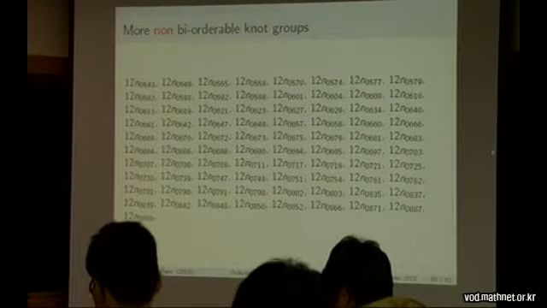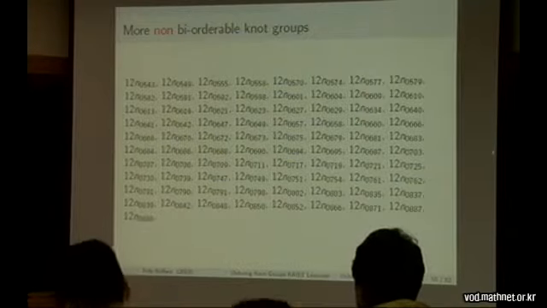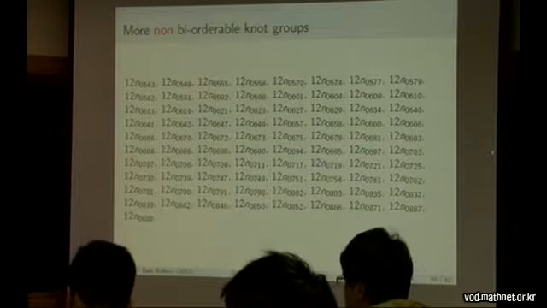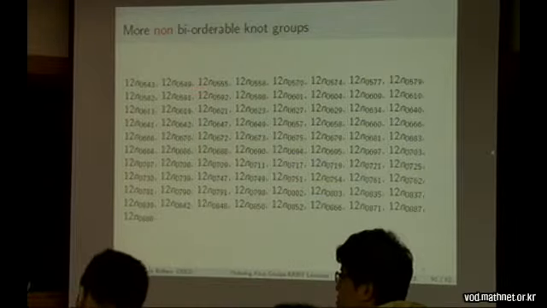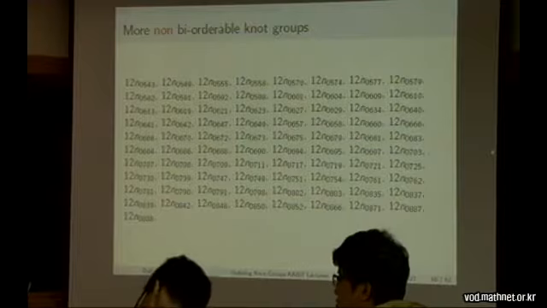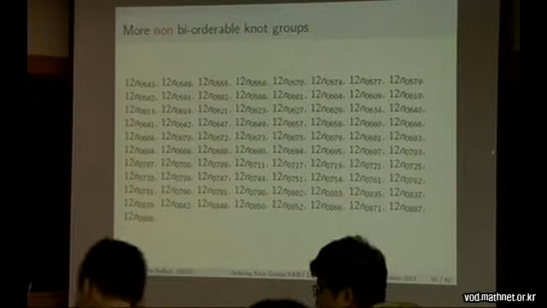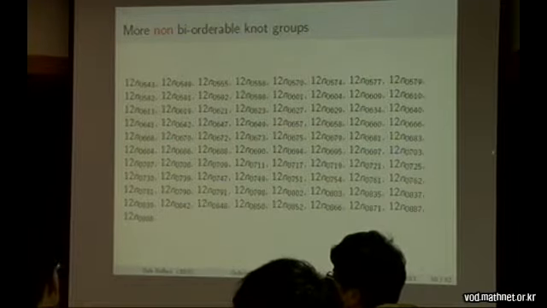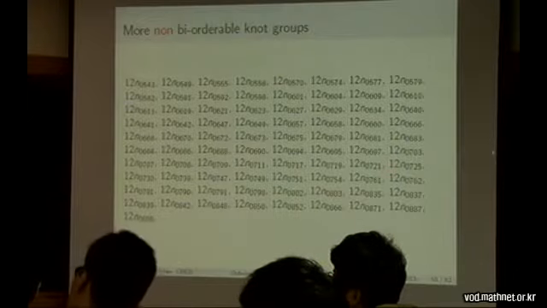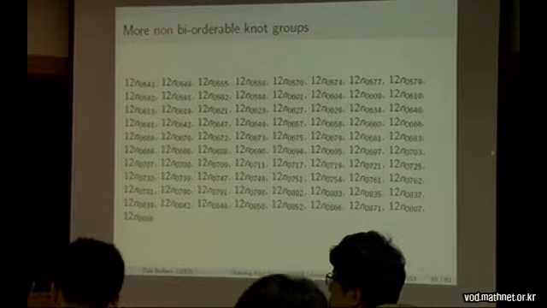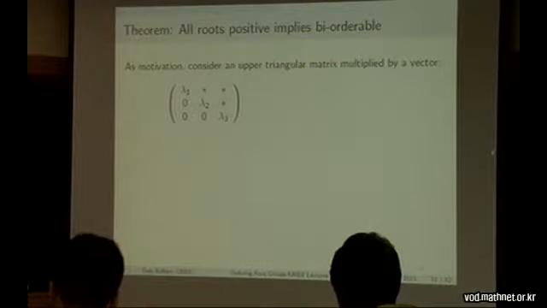Okay. This is my student Adam Clay. He went through all the fibred knots of up to 12 crossings and worked out the polynomials using Maple, found the roots, and found that none of them had real roots, positive real roots. Okay. So now let's look at the proofs.